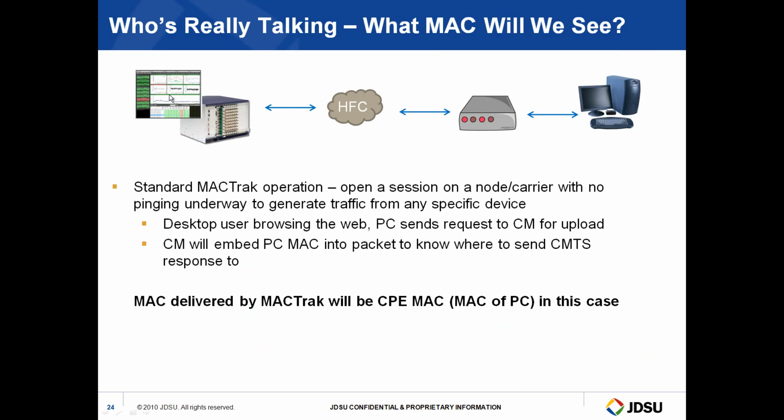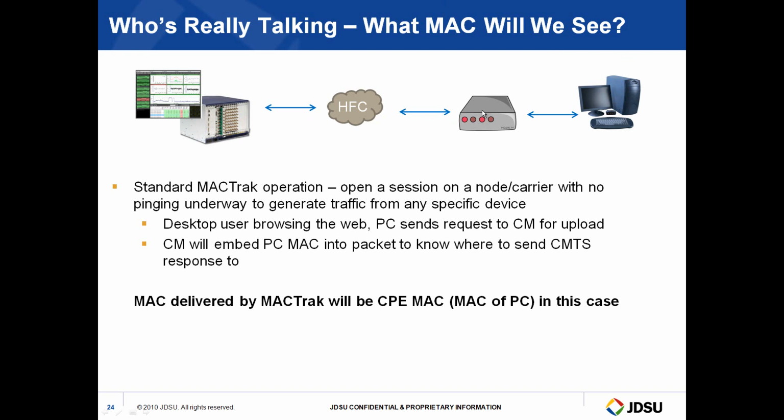In order to understand which MAC address MACTrak is getting from the HFC, you have to understand how DOCSIS packets work. So in a standard mode where a guy is sitting at home browsing the web, his web browser, when he sends a page request out to the internet, will send a request to the cable modem and say, hey, please transmit this packet onto the HFC to get it out to the internet for me.